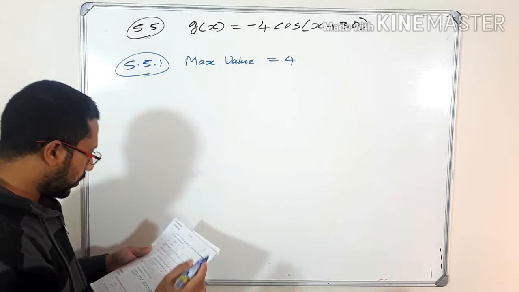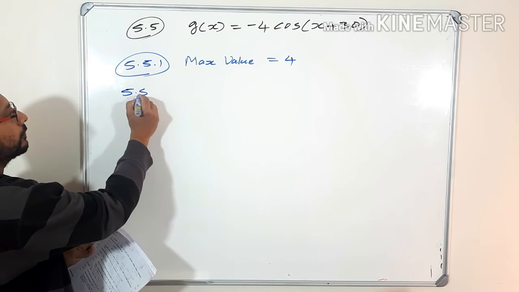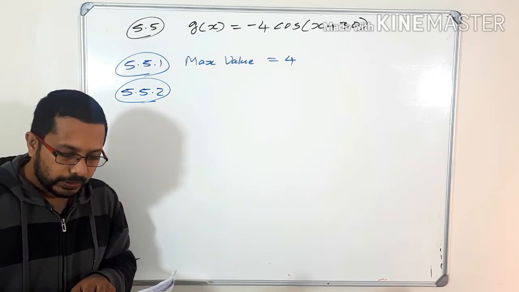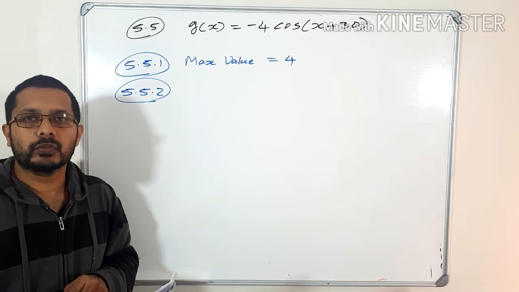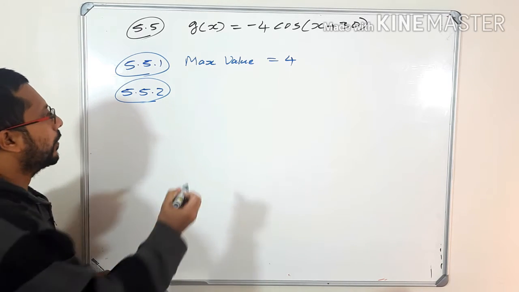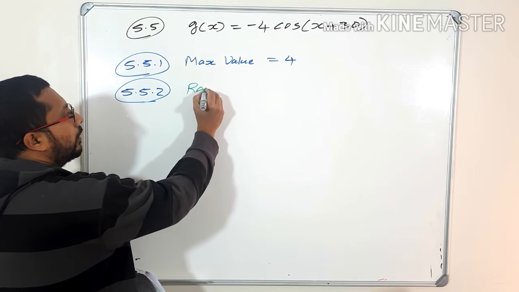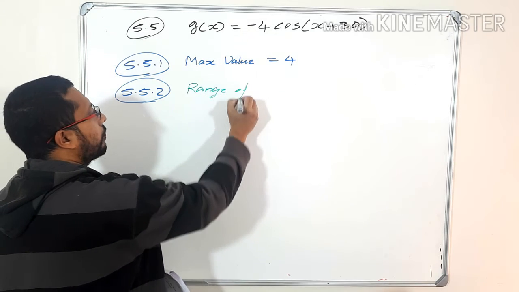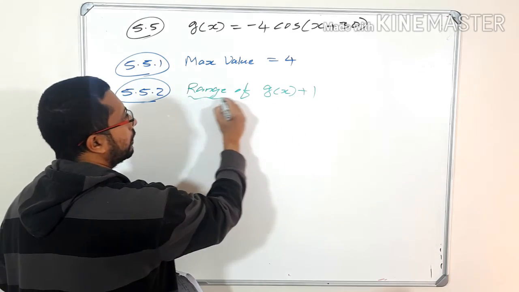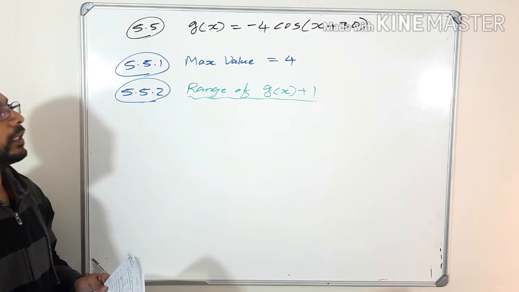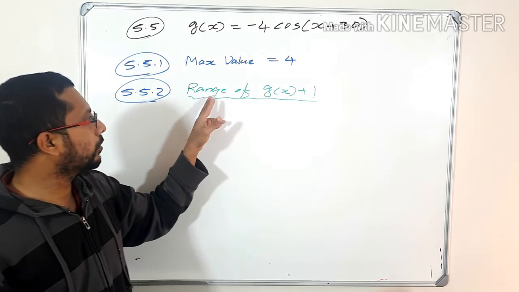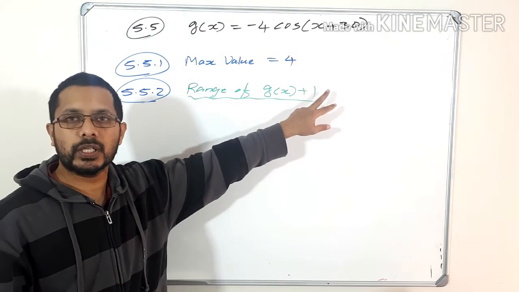Okay. Next question, 5.5.2. Determine the range of g of x plus 1. You have to find the range of g of x plus 1. What is the question? Range of g of x plus 1. So what is our g of x? This is our g of x. So we have to find the range of g of x plus 1.